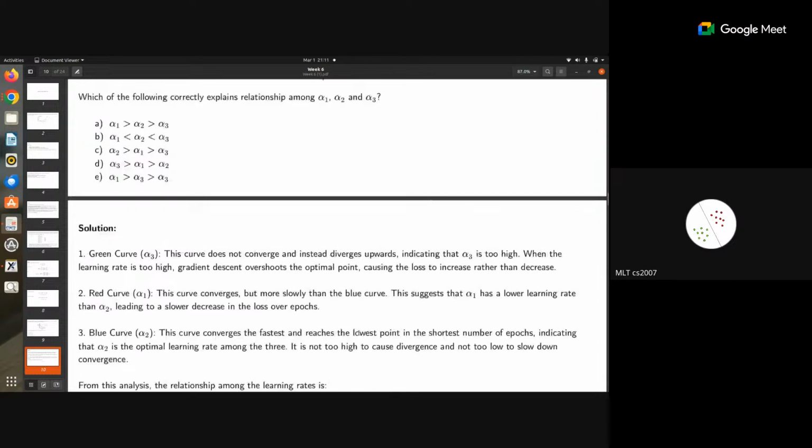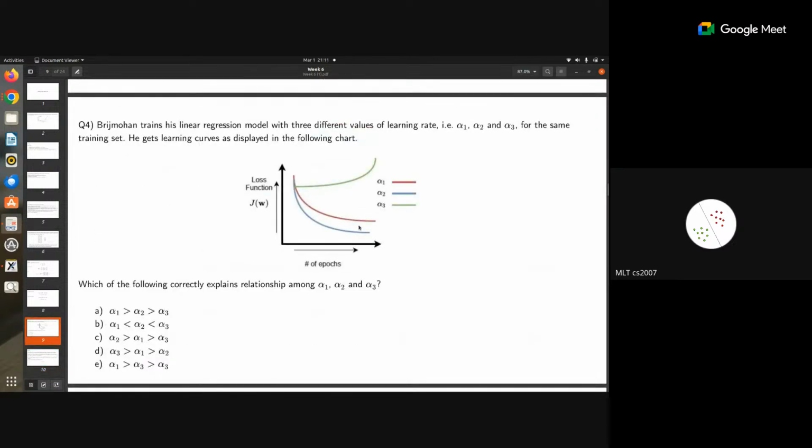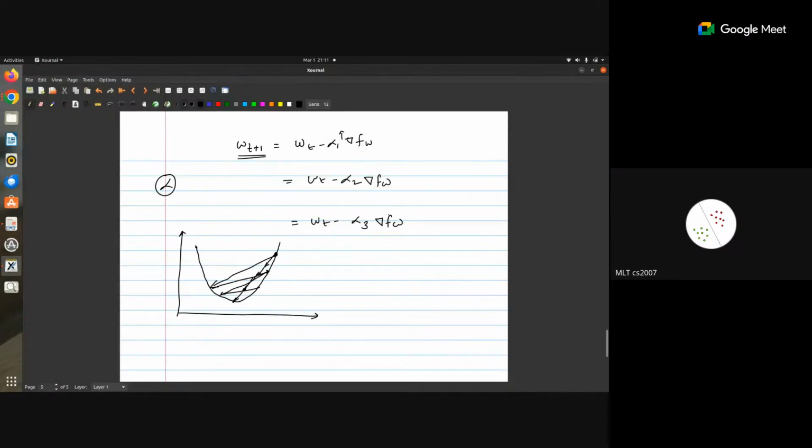Alpha 1, alpha 2, alpha 3. Alpha 1 is actually the red one, alpha 2 is possibly this one, blue, right? And alpha 3 is this. So if you have a very high alpha, what happens? You will not reach the minimum, it will sway. If you have too low, what happens? It will take a lot of time to reach, but it will not converge in that case also. You should have some optimum alpha.